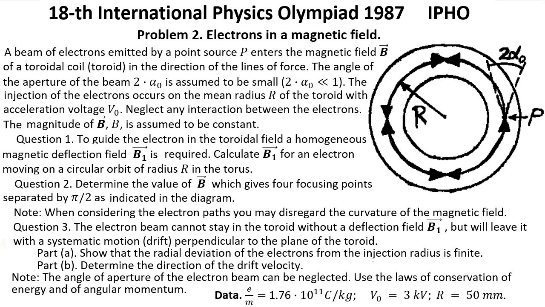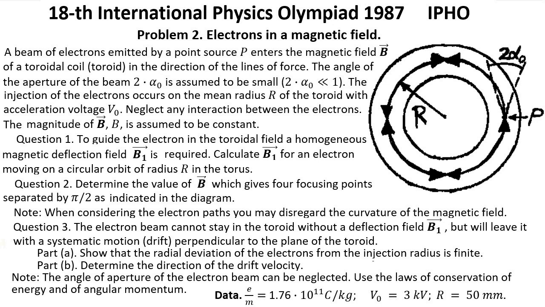Question 3. The electron beam cannot stay in the toroid without a deflection field B1, but will leave it with a systematic motion, drift, perpendicular to the plane of the toroid. Part A. Show that the radial deviation of the electrons from the injection radius is finite. Part B. Determine the direction of the drift velocity. Note, the angle of aperture of the electron beam can be neglected. Use the laws of conservation of energy and of angular momentum.